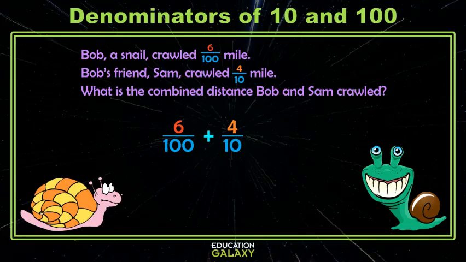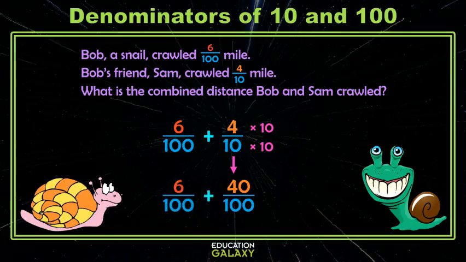Let's turn that 10 into 100, multiplying our top and bottom by 10, so that my 4 tenths magically becomes 40 hundredths. Now I have two fractions with a denominator of 100. This I know how to add. 40 plus 6 is 46. And ta-da, Sam and Bob together crawled 46 hundredths mile.